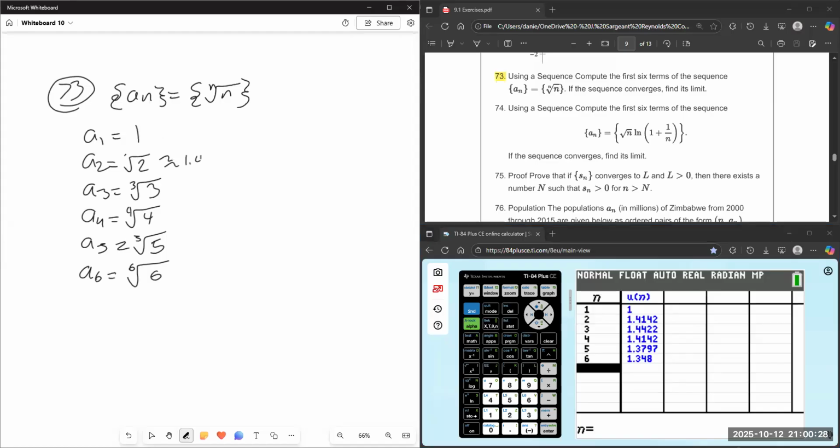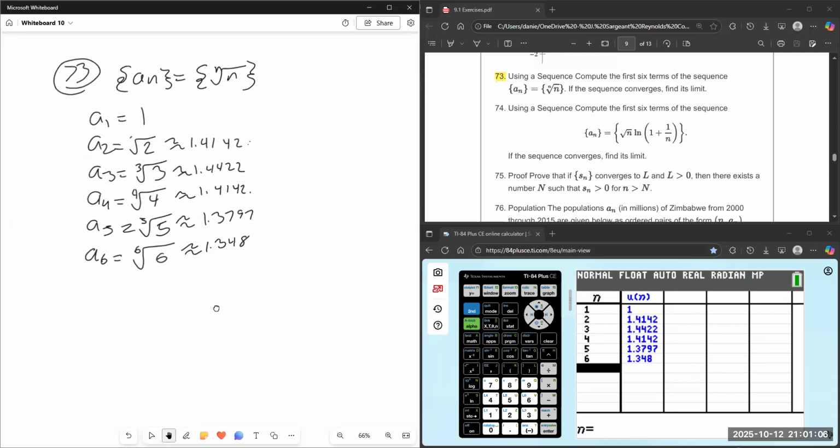Just to get the decimal approximations, this is exactly 1. This is 1.4142. This is 1.4422. This is 1.4142. These two things are exactly the same. 1.3797. This is 1.348. And so now how are we going to find the limit of this sequence to see if it converges?